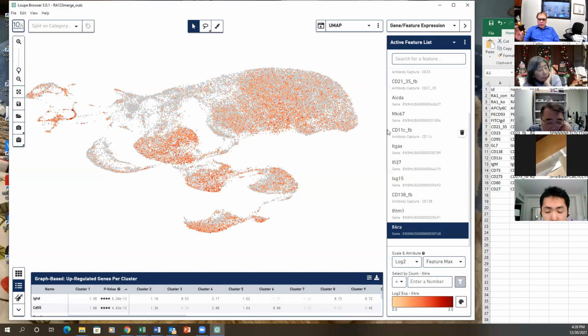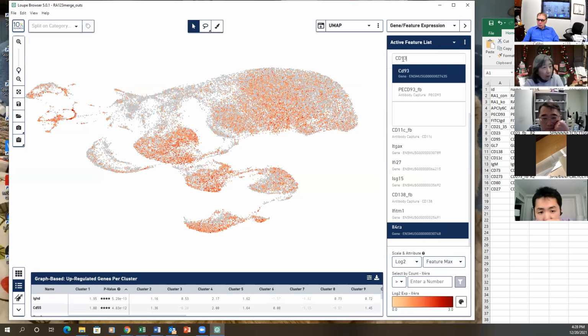Okay. One thing is the big ball of cells, the naive, I guess, or FO. You can see on the right-hand side, they're not very positive. Right, that's right. So this is higher here. Right, and maybe the other side is... Yeah, let's see. So where's CD93?